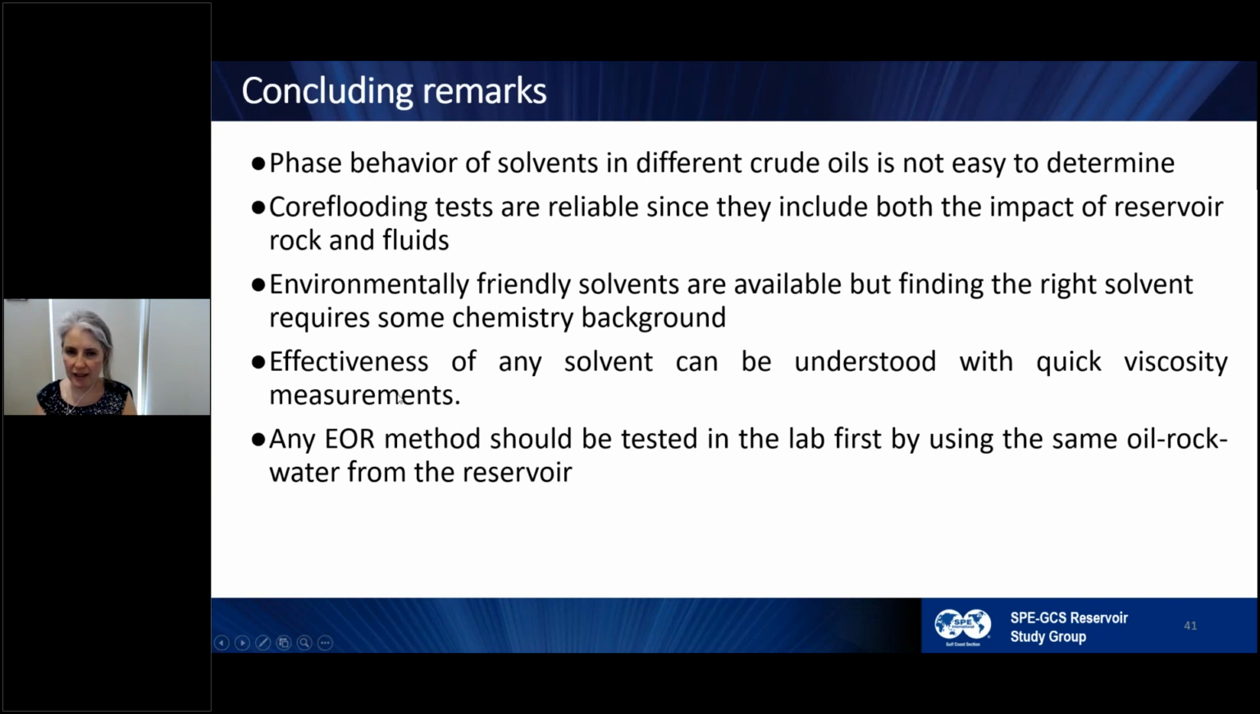And you may understand the effectiveness of the solvent by doing some quick viscosity measurements. But again, once the reservoir rock is involved, you may get amazing and different results, because of the transport in porous media phenomenon happening during any flooding process.